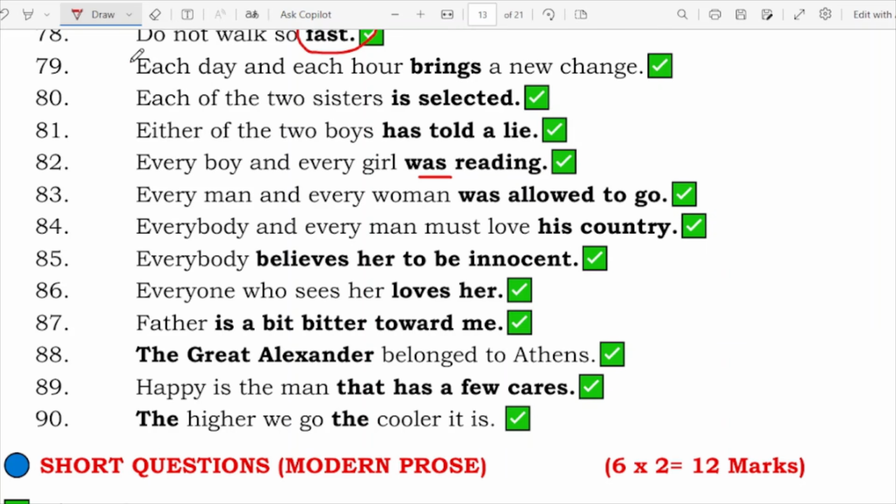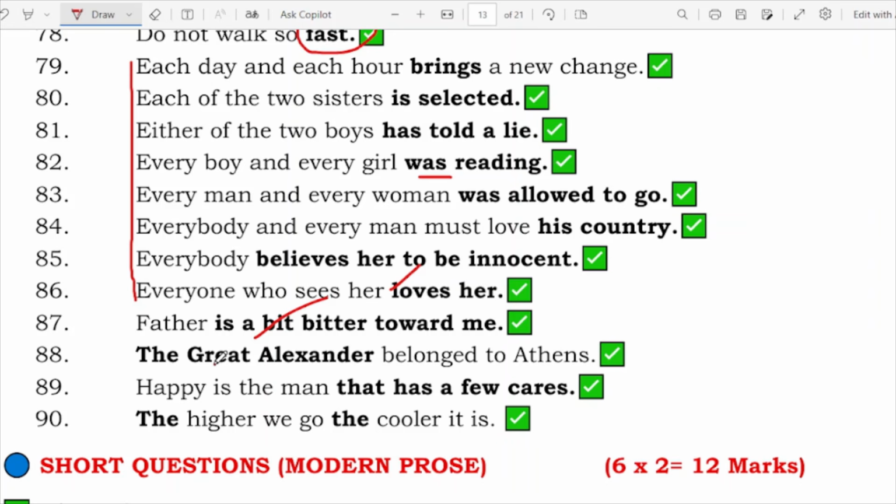These are very important indefinite pronouns, and they will be given in your paper, okay? Everybody believes her to be innocent. Everyone who sees her loves her. Father is a bit bitter toward me.